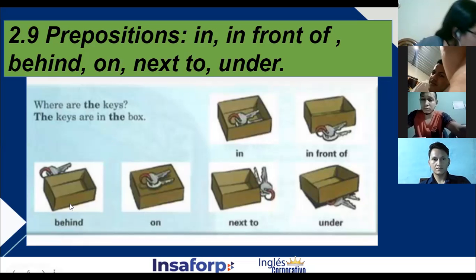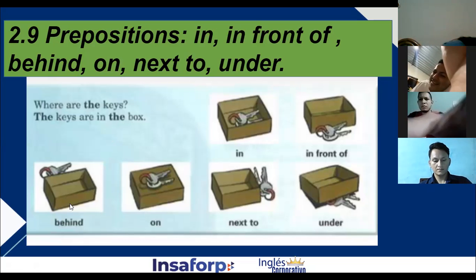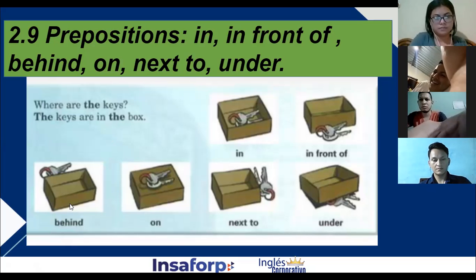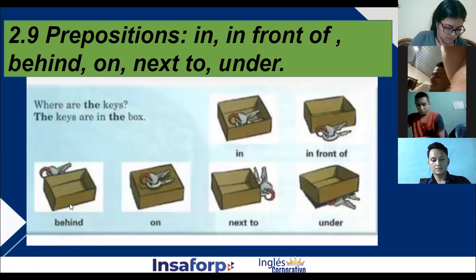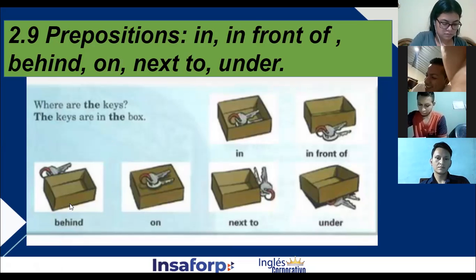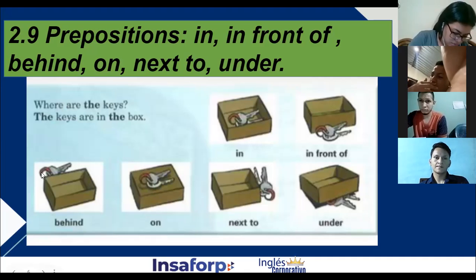Veamos. Behind. Que sería atrás de. Behind es atrás de, puede ser atrás de o atrás, cualquiera de los dos. Y ahí ven que las llaves están en el dibujo en la parte de atrás de la caja.